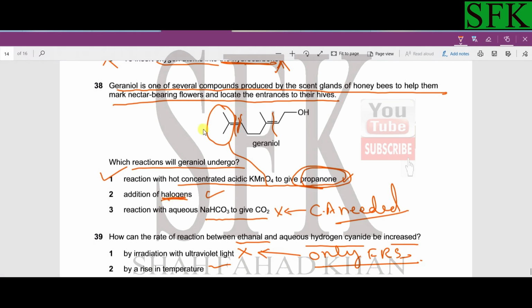Addition of halogens, yes, that's again possible because of alkenes. Both the double bonds will undergo electrophilic addition when halogens are added. And then part 3, reaction with sodium hydrogen carbonate. Sodium hydrogen carbonate is the best test for carboxylic acid. The alcohol cannot react with it. So 3 is not correct. 1 and 2 are correct. So B is the correct option for this one.